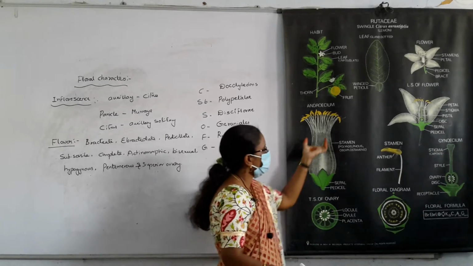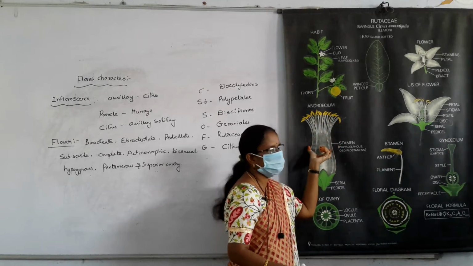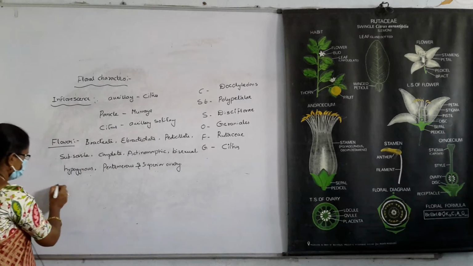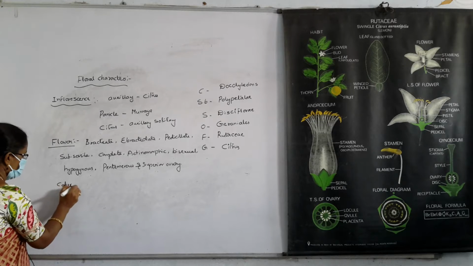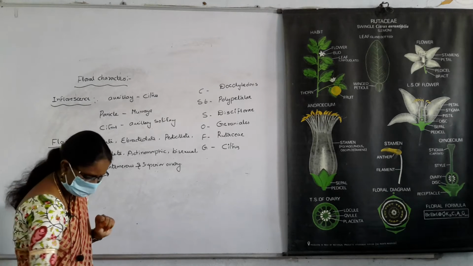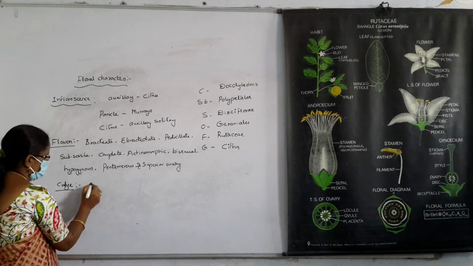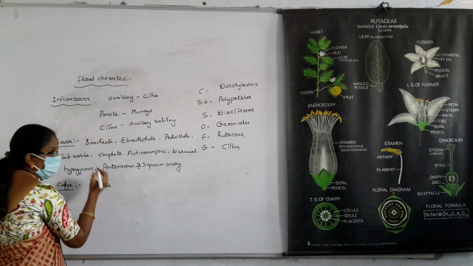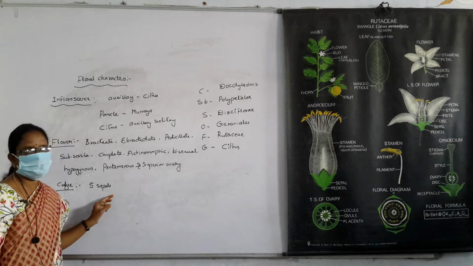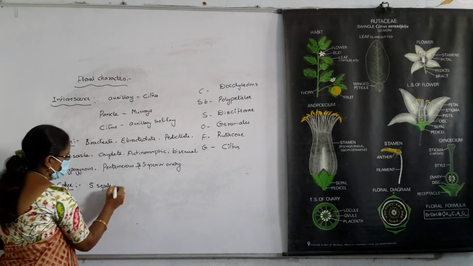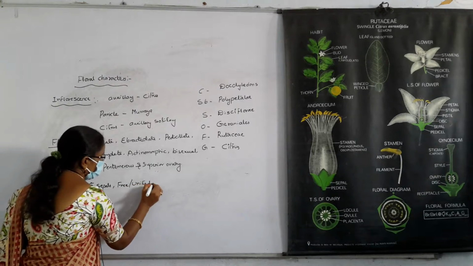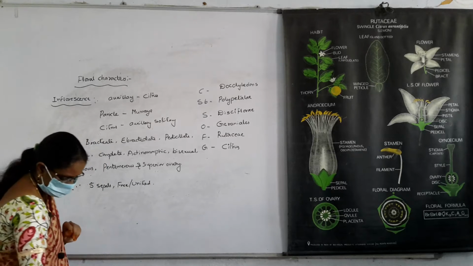The flower is also completed flower characters, and the next side heading is calyx of the Rutaceae flower. In the calyx, there are 5 sepals. The calyx consists of 5 sepals, and the sepals are free or united.